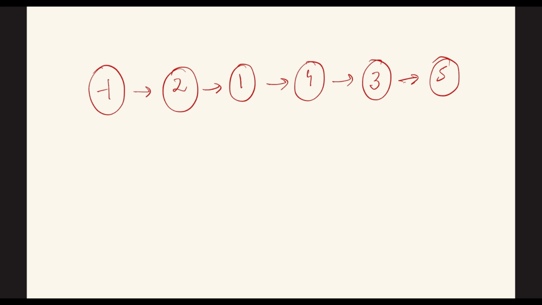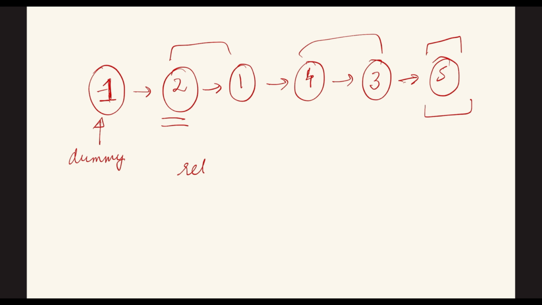My dummy node will be the node with value -1, and this subgroup is reversed, and the pointers are updated. And since we have number of nodes less than k, we don't modify the remaining nodes. And here, as you can see, my new head of the linked list is going to be dummy.next. So I can simply return dummy.next and we will be done.